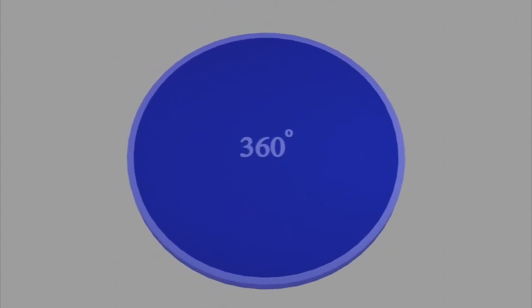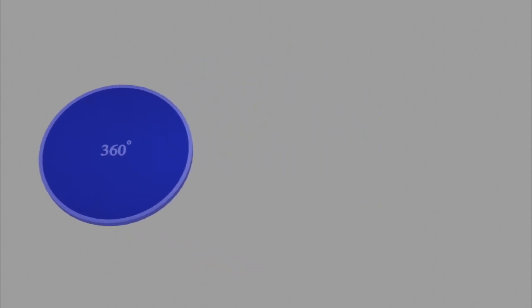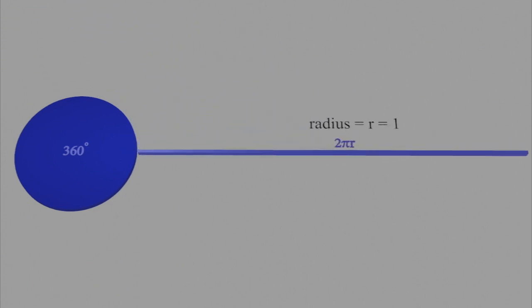The circumference of a circle is simply 2 pi r, where r is the radius of the circle. Since r is equal to 1, the circumference becomes 2 pi times 1. It's customary to drop the r, or the 1 in this case, and just write 2 pi.